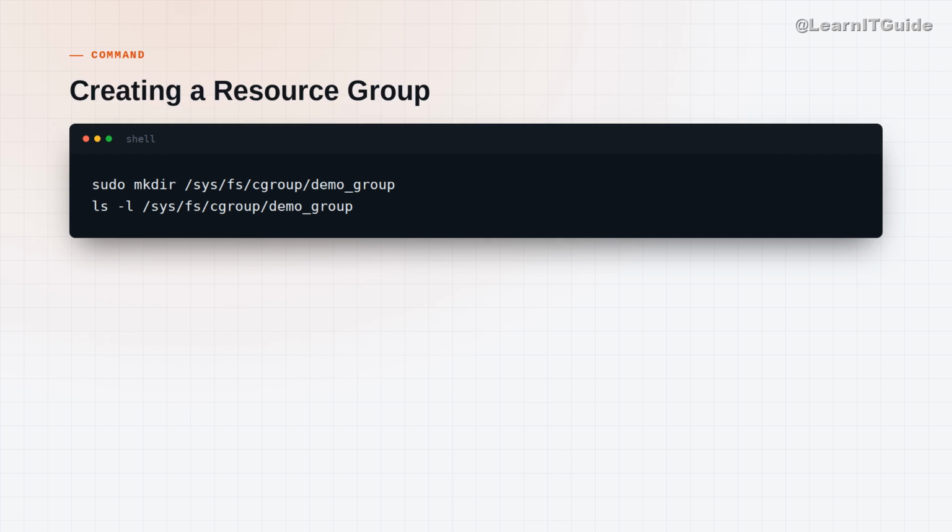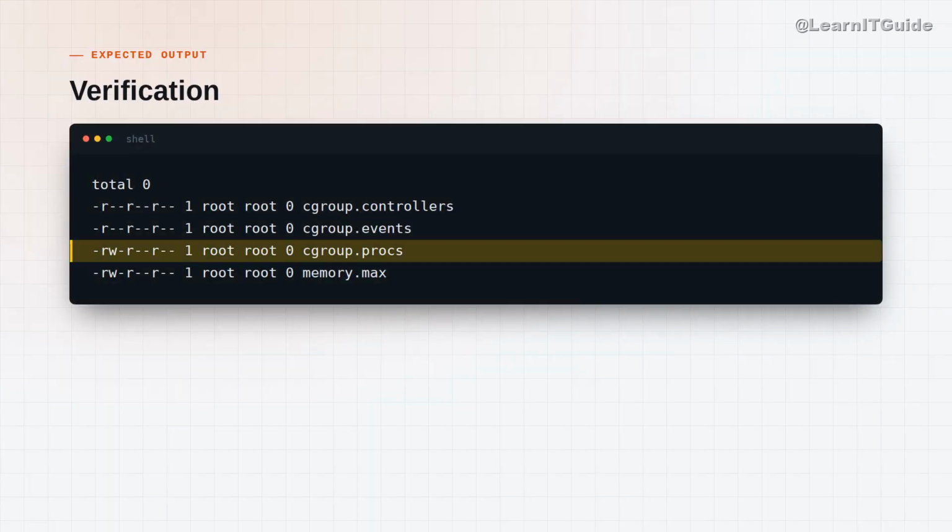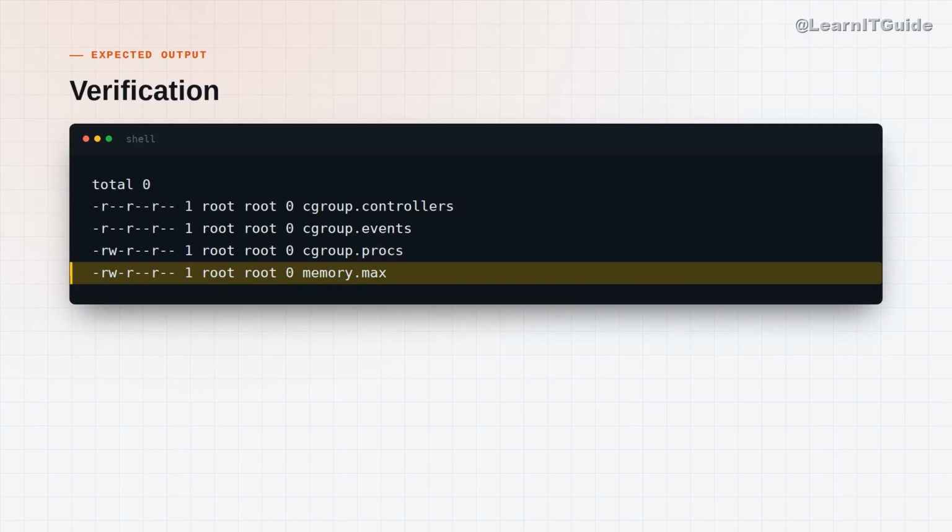On line 2, we list the contents to verify that the kernel has automatically populated that directory with configuration files for memory, CPU, and other controllers. You should see a list of files like this. The cgroup.procs file is where you add process IDs, and memory.max is where you set the limit. This confirms the kernel has recognized your new group.